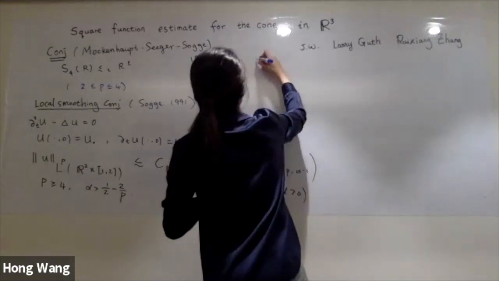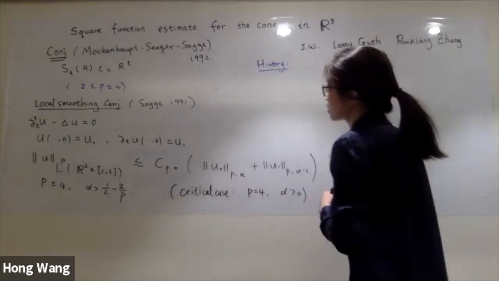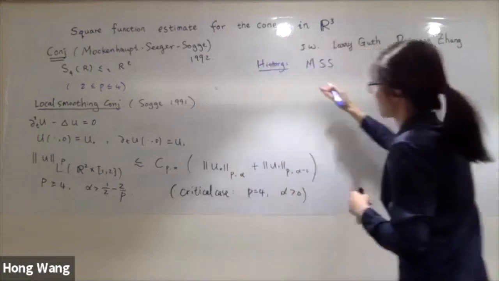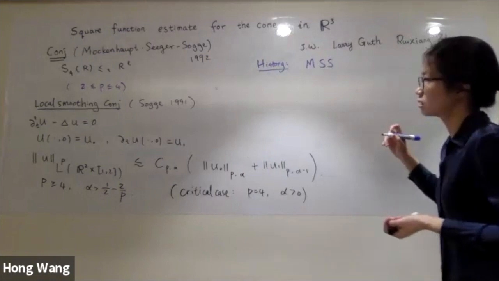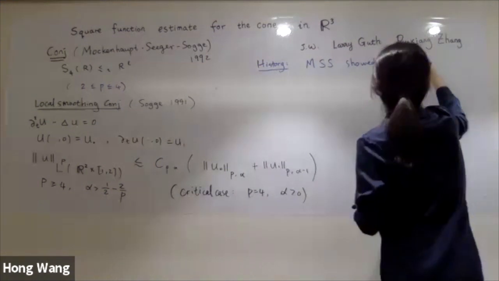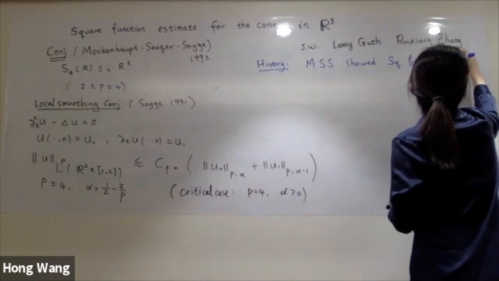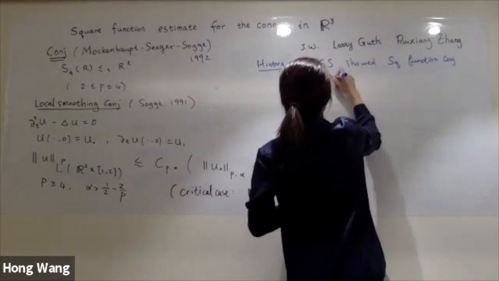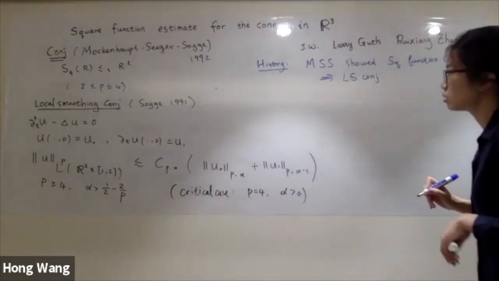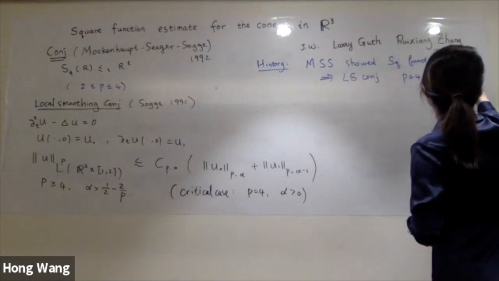The history. Mockenhaupt, Seeger, and Sogge showed that the square function conjecture implies the local smoothing conjecture. And they also proved it for p equals 4, alpha greater than 1 over 8.